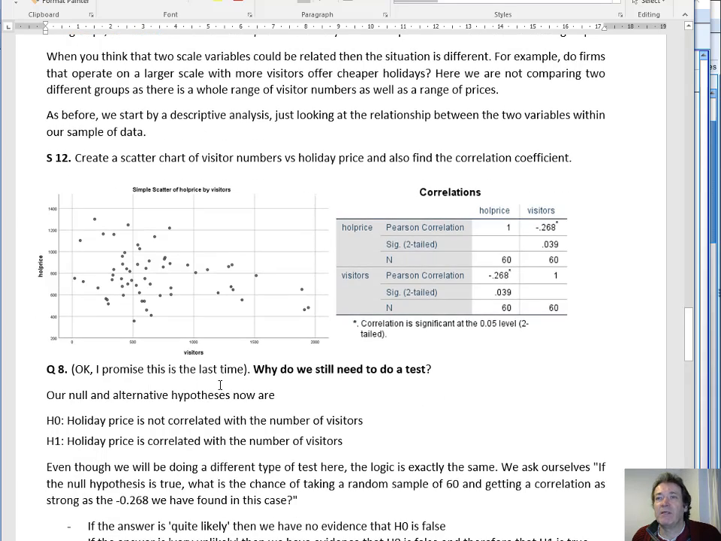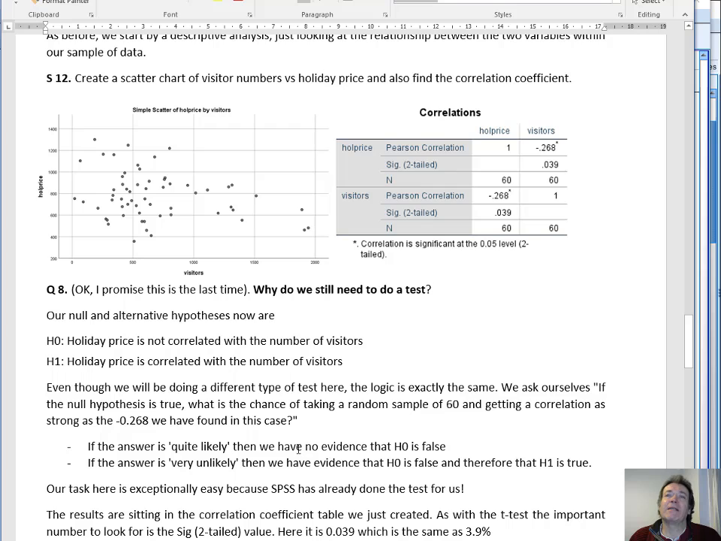So the null hypothesis is this: holiday price is not correlated with the number of visitors. The alternative is that holiday price is correlated with the number of visitors. The logic is exactly the same. We start by assuming H0 is true. So if H0 is true, then we want to know what's the chance of getting a correlation as strong as the one we got, just randomly, if there's really no correlation in the population.